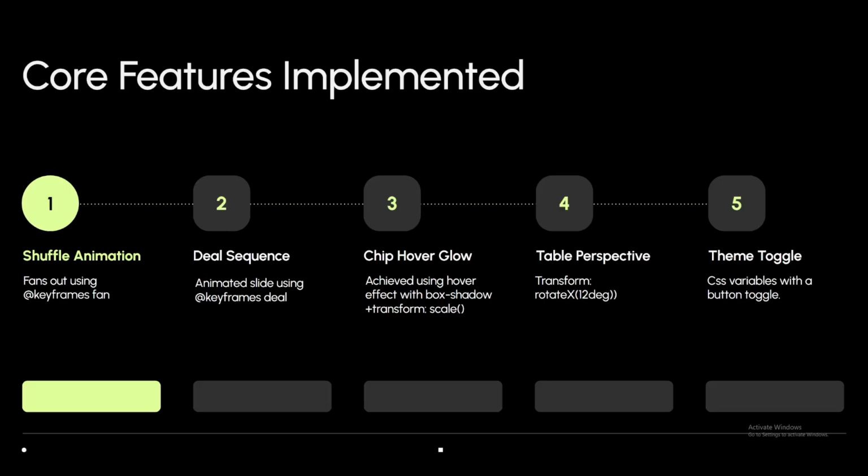So, our key core feature implementations. The first one is shuffle animation, which fans out the cards using keyframes. The second is deal sequence, which is an animated slide using keyframes deal. Our third one is chip hover glow. We achieved this by using the hover effect with box shadow, transform, and scale. Our fourth is table perspective, using transform and rotate. And our fifth is theme toggle, which is a CSS variable with a button toggle.